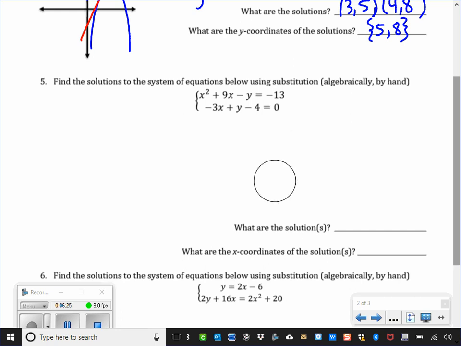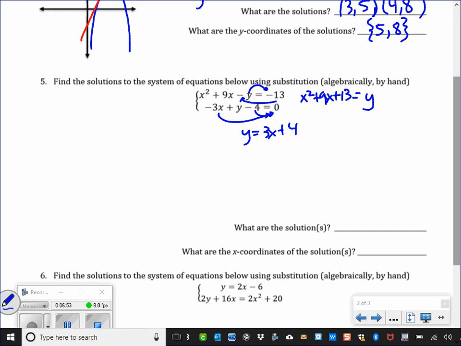So by hand means do substitution or linear combinations, whatever your teacher taught you. Whatever I always told the kids was to solve for y and then set them equal to each other. So in this first equation, I'm going to move this y over to the other side and then put the negative 13 back to become positive 13. So I got x squared plus 9x plus 13. I think that's easier. On this next one, I'm just going to move these to the other side. So I got y equals 3x plus 4. I didn't want to move the y over because it would become negative y, which I don't want.